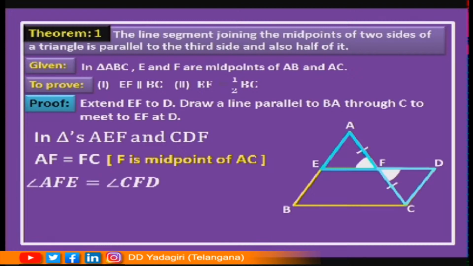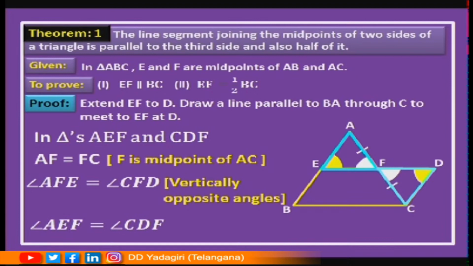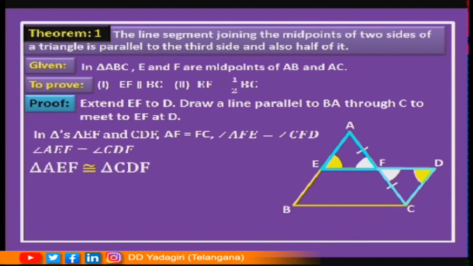And if you notice, angle AFE and angle CFD are equal, because they are vertically opposite angles. At the same time, angle AEF and angle CDF are equal. Why are they equal? Because they form alternate interior angles. So, in these two triangles I can say two angles and one side of one triangle are respectively equal to two angles and one side of another triangle. So, I can write these two triangles are congruent, that is triangle AEF and CDF are congruent. What is the reason? You are right, by ASA congruency.